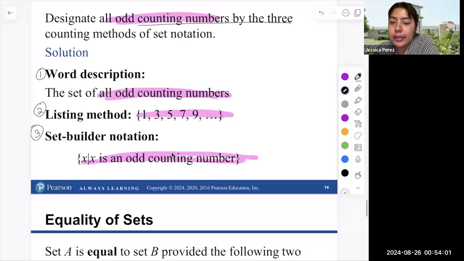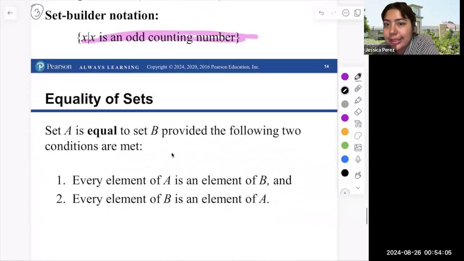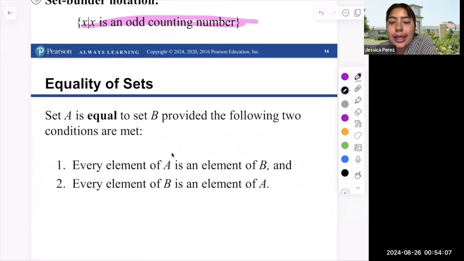The last part of this section is talking about equality of sets. What makes two sets equal? Set A is equal to set B if all the elements of A are in B and all of the elements of B are in A. So they must have the same elements. Every element of A is in B, and every element of B is in A.